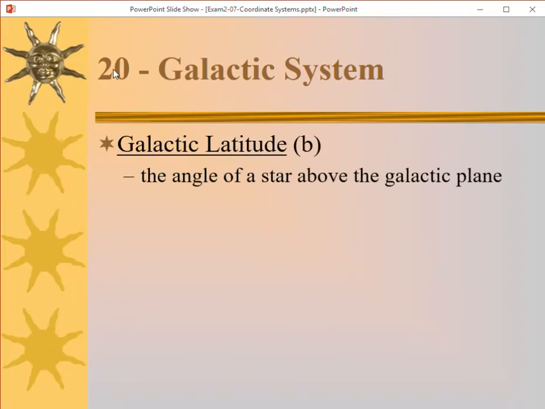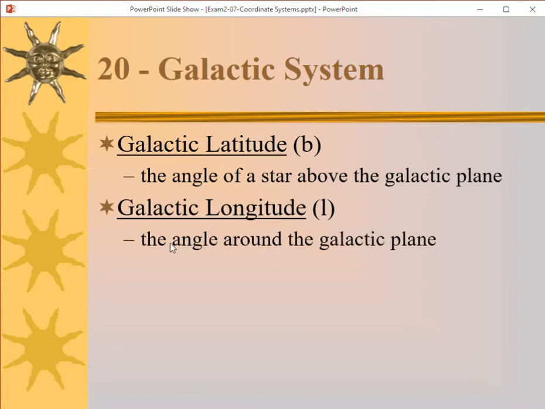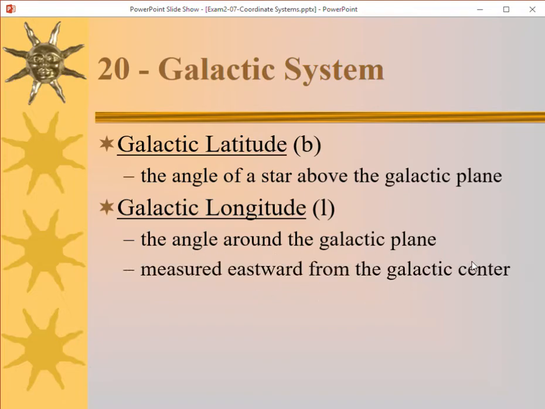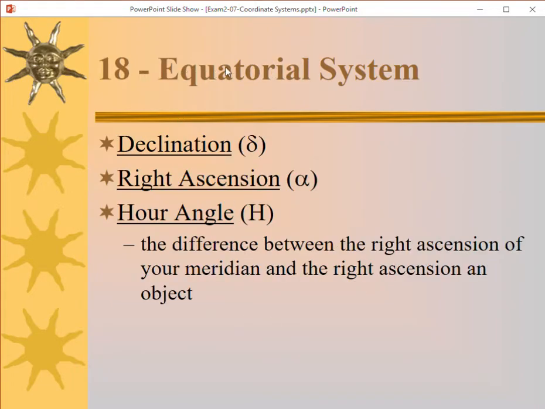Another coordinate system, in section 20, is called the galactic system. We use capital B for this one, measured in degrees. It's the angle of a star above the galactic plane. So if a star is directly in the middle of the Milky Way disk, it's going to have a B of 0 degrees. You have a similar coordinate measured along the galactic plane, this time lowercase l, the angle around the galactic plane, and the reference for that is the galactic center, where that supermassive black hole is. We've already talked about the equatorial system.